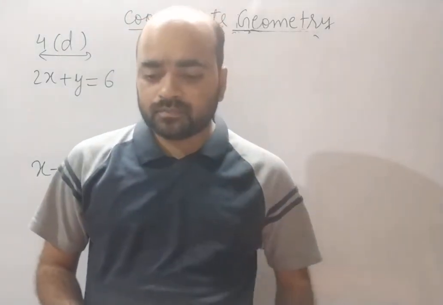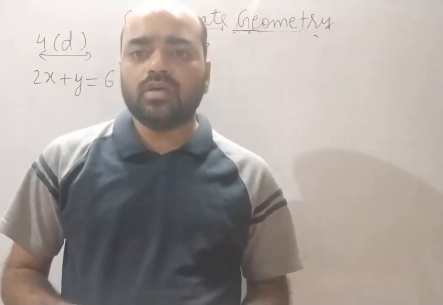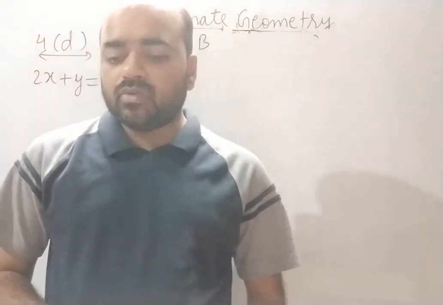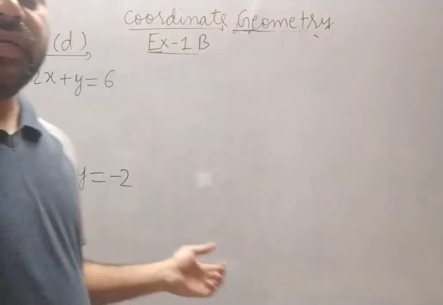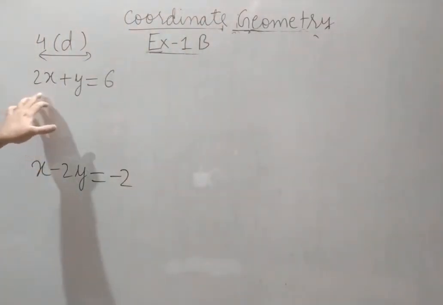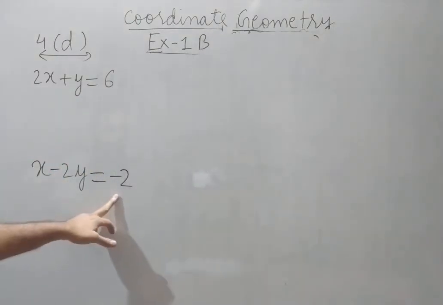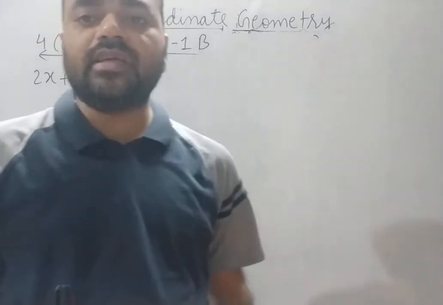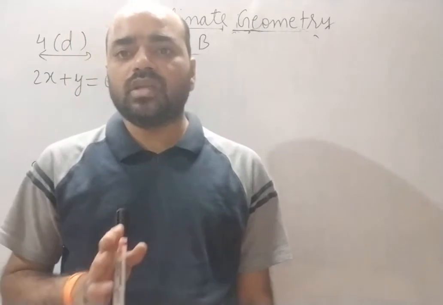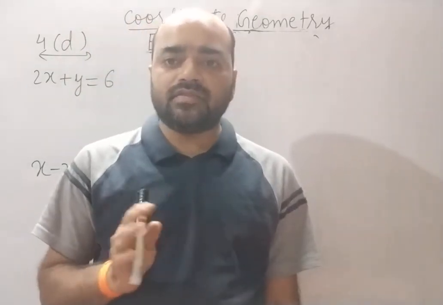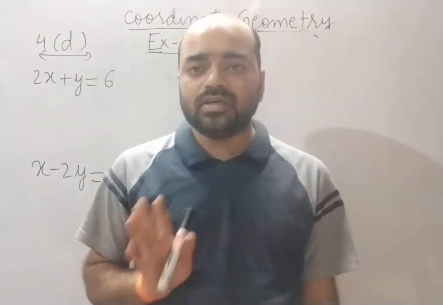Hello children. In the previous lecture we completed up to question number 4, first part. Now we are doing question number 4, D part and E part. In D part we have two equations, 2x plus y is equal to 6 and x minus 2y is equal to minus 2. As I have already conveyed to you, if nothing is mentioned in the question about the number of points, then it is sufficient to take only 2 points and plot the line.